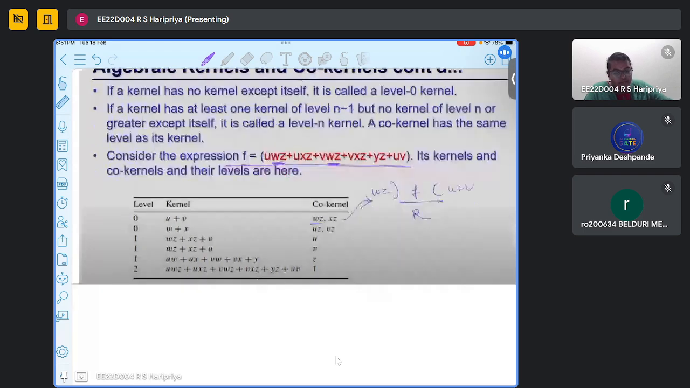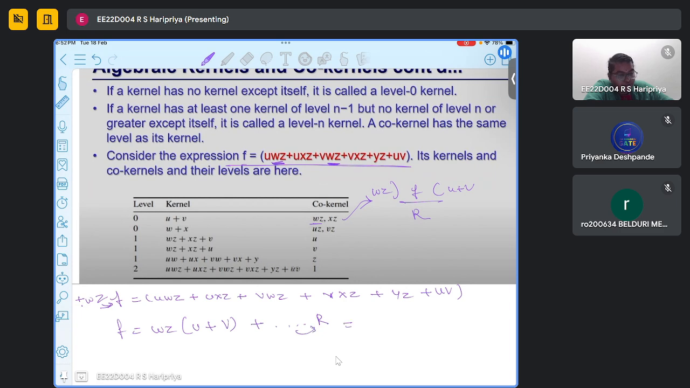So if we write this, we have an expression divided by WZ. So F is equal to UWZ plus UXZ plus VWZ plus VXZ plus YZ plus UV. So if we divide, the common term will be WZ, U plus V, and the other terms will be the remainder.